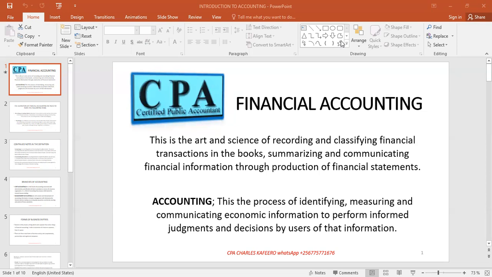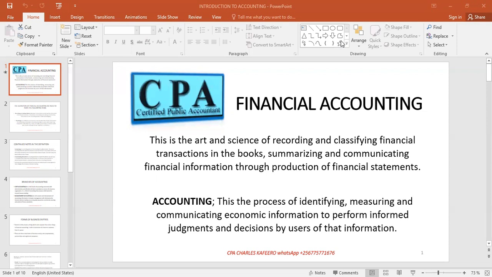Okay, the first thing is, what is financial accounting? But before I take you there, we need to first know what accounting really is. Accounting is the process of identifying, measuring, and communicating economic information to permit informed judgments and decision-making by use of that information.